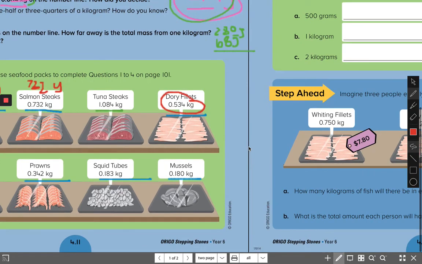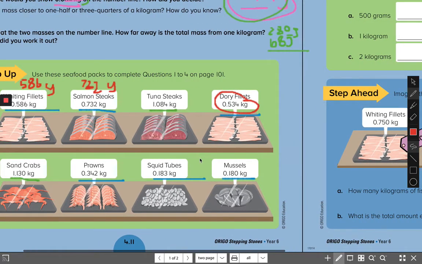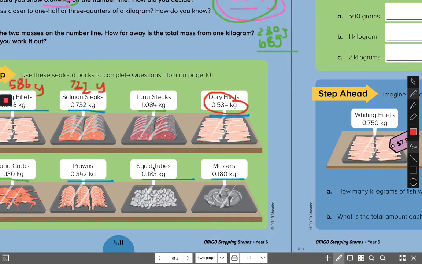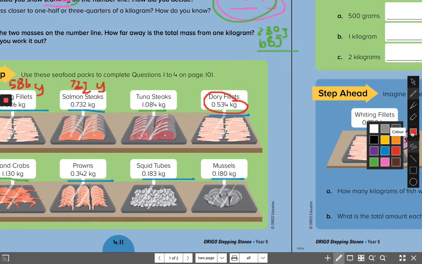So I think I might choose, say, prawns and squid tubes. Will it be closest? By the way, it doesn't have to be under 500. It needs to be closer to 500. So we're going to be working with these 3 values to find out the closest one of 500 grams. Now remember, it doesn't have to be under 500 grams. It can be over, but the closest, either or.